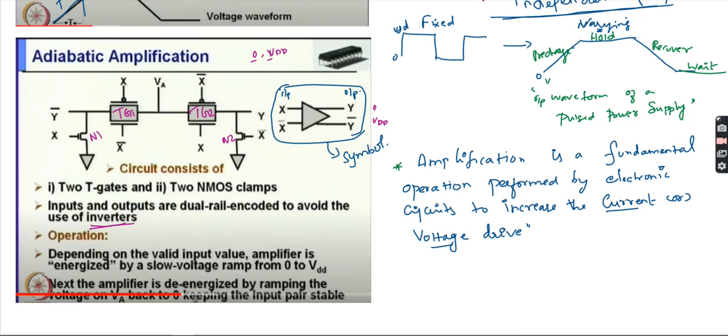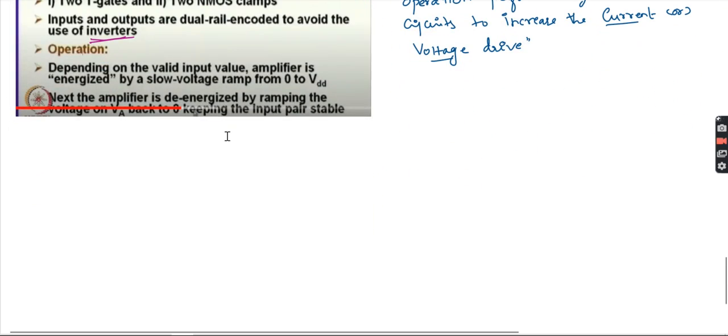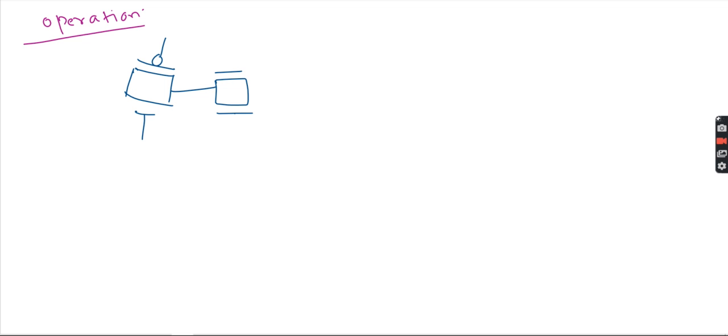Now we can see this figure here. Let me take the operation. Let me draw the diagram first. First a transmission gate, this will be your transmission gate. Next, one more transmission gate. Then we have two clamp NMOS. So this will be your NMOS, and this will be your NMOS.